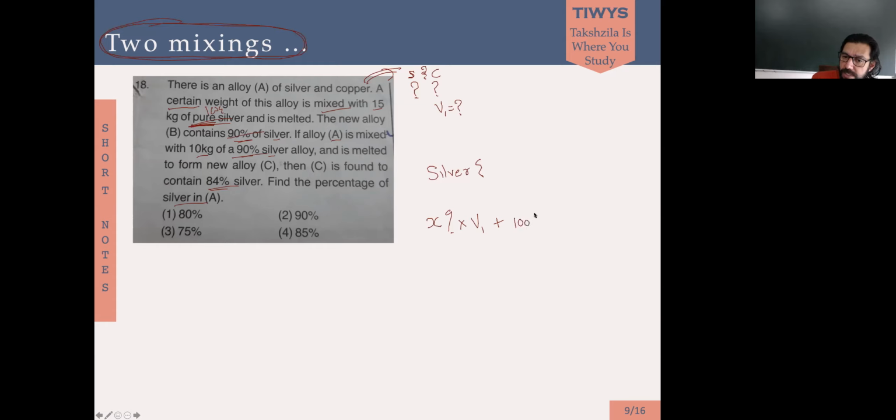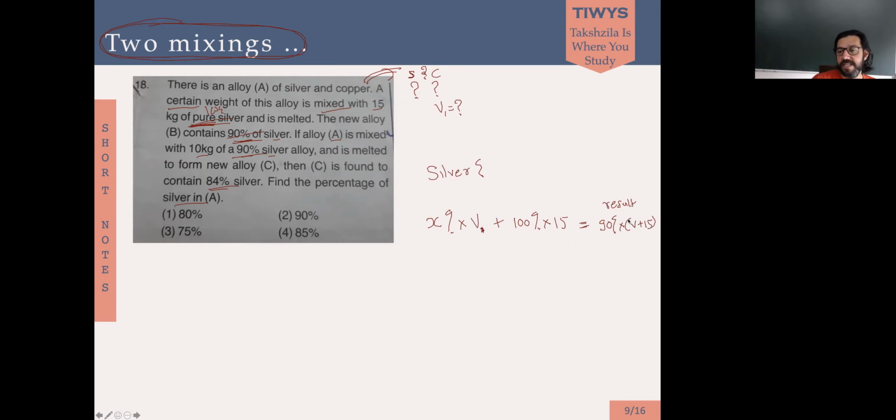So I'm just giving you a start here. You should be able to do it. And what? 15 kgs. Remember, don't write the denominator, please. Write the resultant over here and then put whatever you want. The new alloy contains 90% silver. 90% of what? Put that V plus 15. You'll realize I don't need a V1, V2.